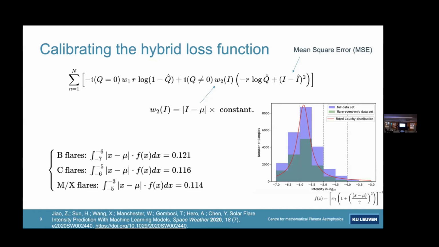One can try to use those methods, but another way is to add something in your loss function to weigh them appropriately. If you look at this weighting factor, and assume a distribution function for the intensity of the flares, which you can get from the data, then you can compute how many flares you get: the amount of B flares, C flares, and M and X flares. So you are biasing, basically. That's what's happening here.